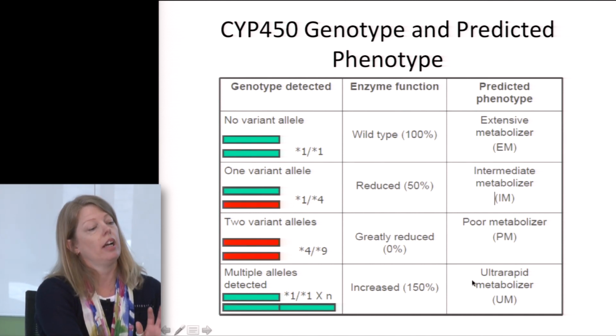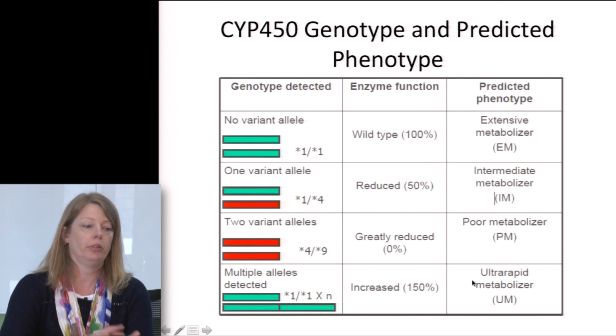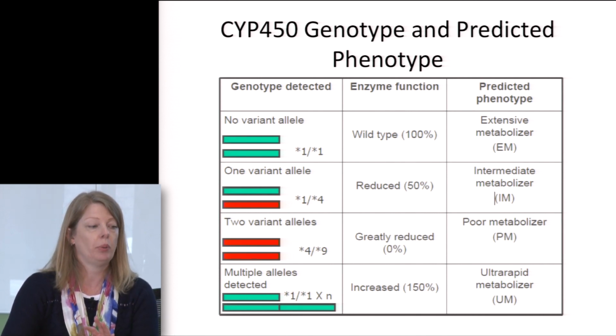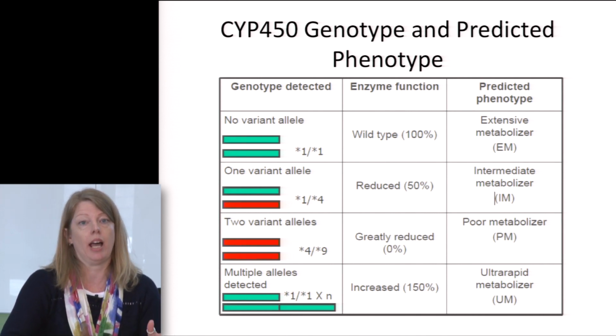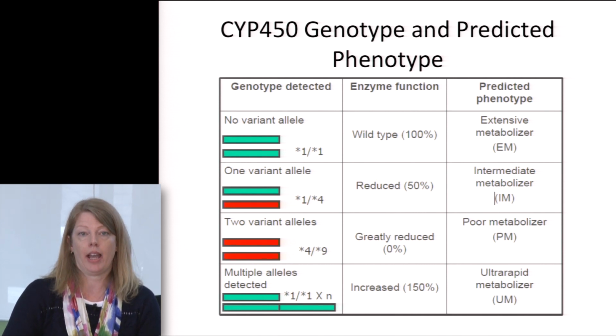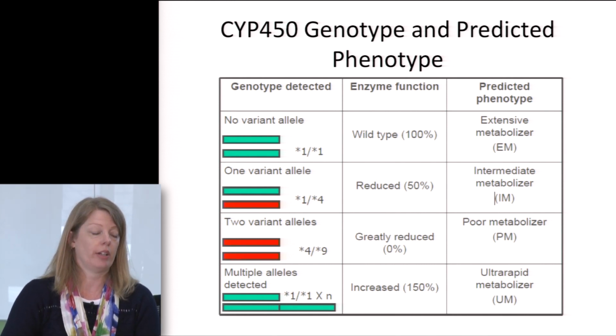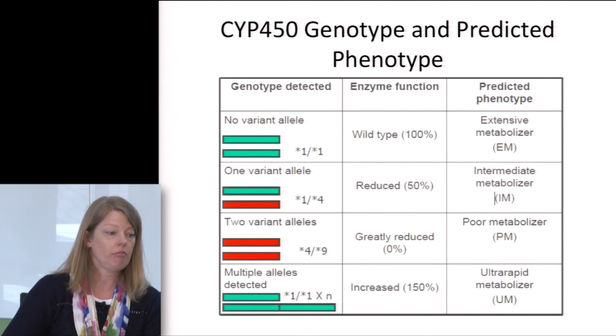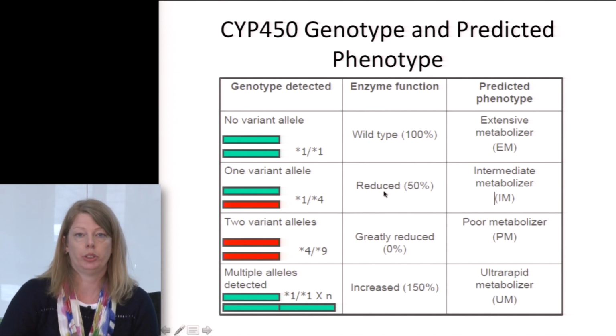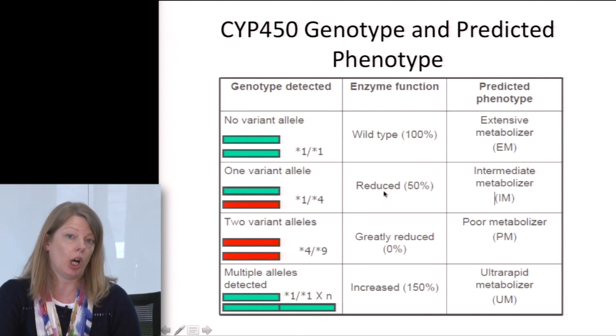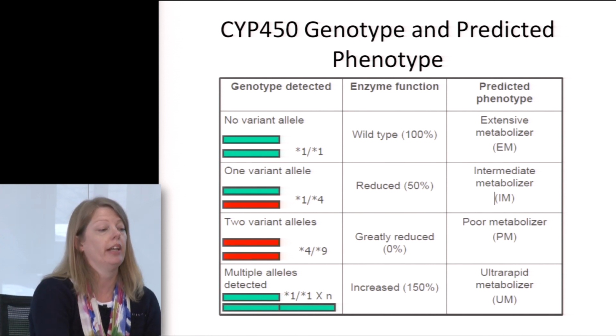On this slide, I want to show you how you can predict what kind of phenotype a person will have, whether or not they have an active form of cytochrome P450. And also introduce you to some of the nomenclature that we use when we talk about metabolizer status.